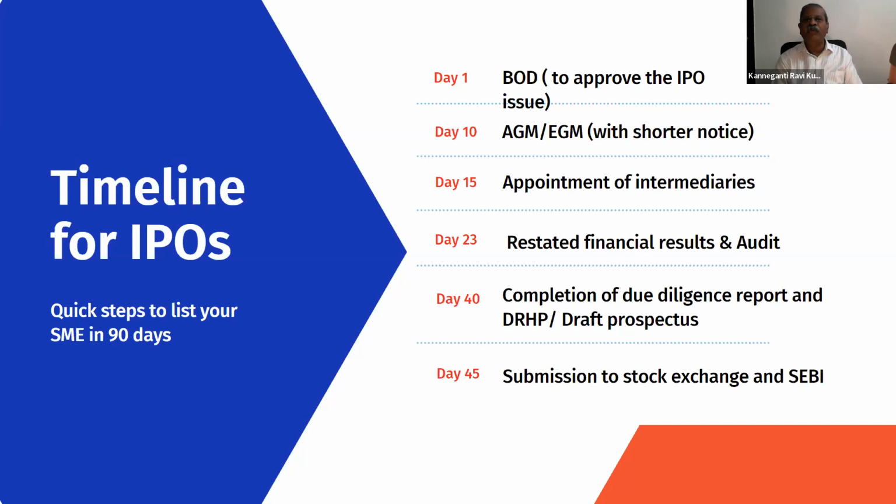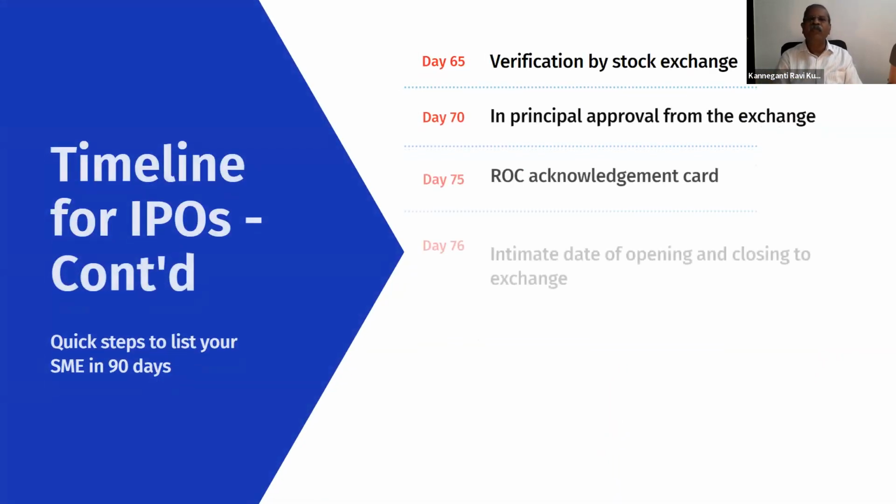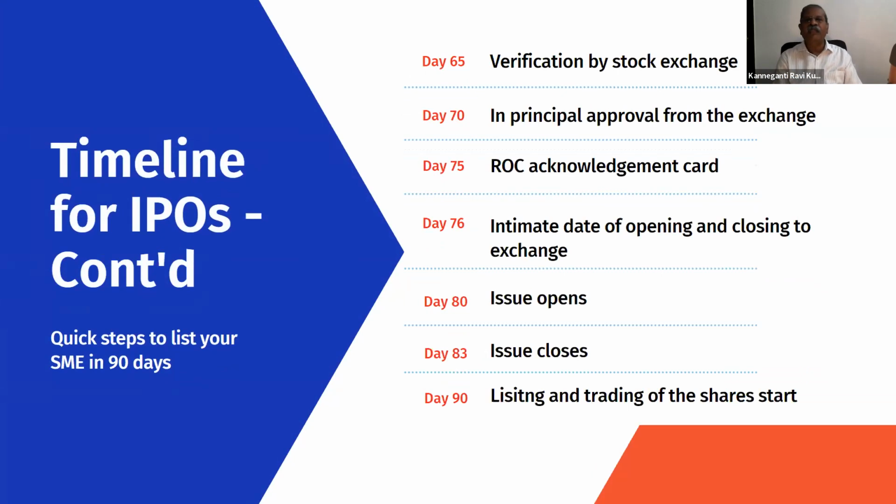First, the board of directors will approve the IPO issue on day 1. On day 10, an AGM or EGM with shorter notice will be called and approval will be taken. Then in 5 days' time, we will appoint the intermediaries like merchant bankers, registrars, brokers, and all those. Then the company will prepare the financial statements, and the auditors will give their report. Then due diligence will be completed and the draft red herring prospectus will be prepared and submitted to the stock exchanges. The stock exchange will verify the draft prospectus, and on the 70th day they will give the in-principle approval.